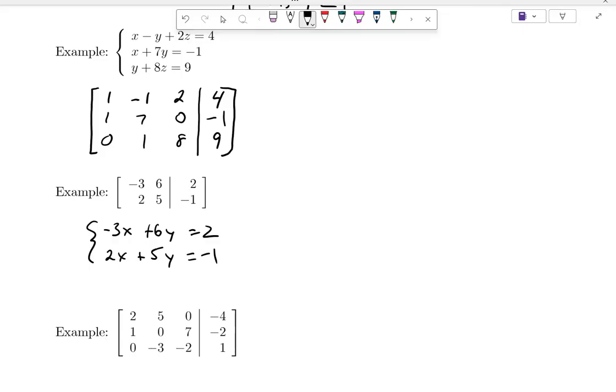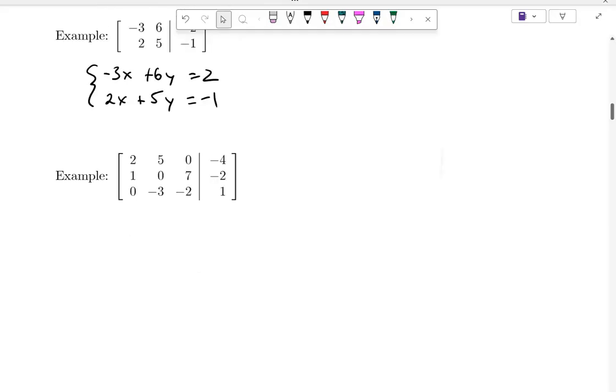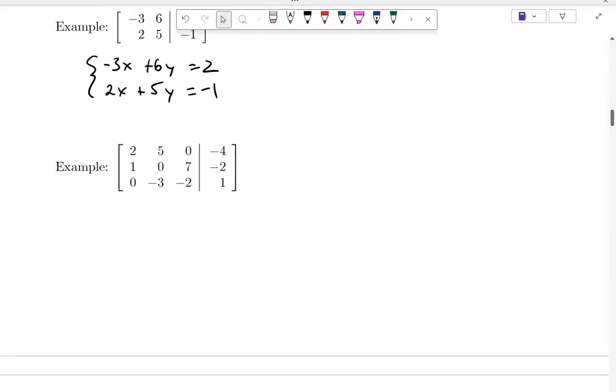Again, we're not really told what the variables are, but everything we've done, for 2 variables, has been x and y. For 3 variables, it has been x, y, z. So as long as you're consistent with your variables, it doesn't really matter what you name them. Everybody okay with where those came from? How about the next one?